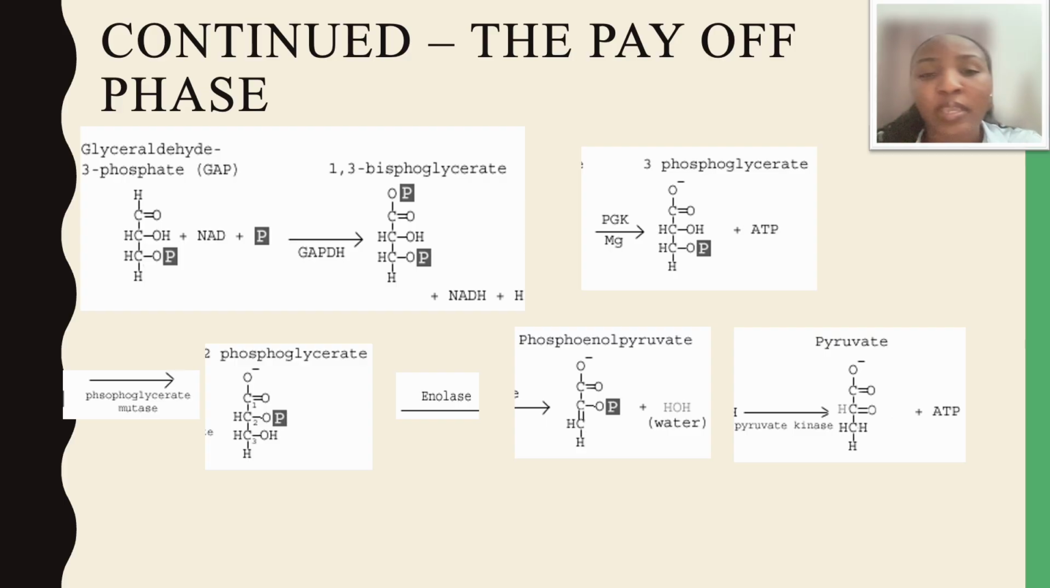So in total, we have 2 ATP invested in the first half of glycolysis, 4 ATP produced in the payoff phase, and in total, this is a net of 2 ATP.